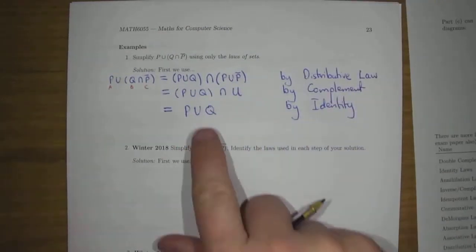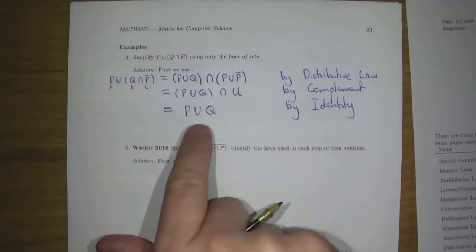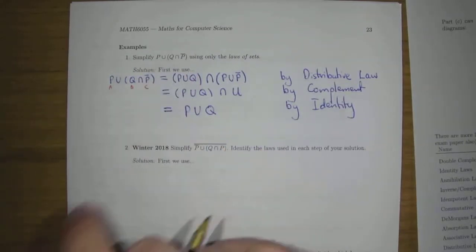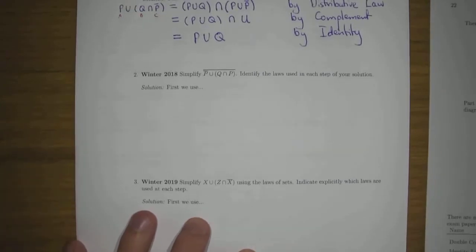Okay. So that's the first question. Now, you can't simplify that anymore. And this is in fact true. You can put any sets in here. You'll get this thing is equal to P union Q. Okay, so let us do a second question.